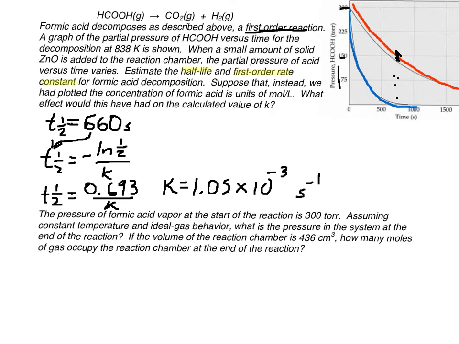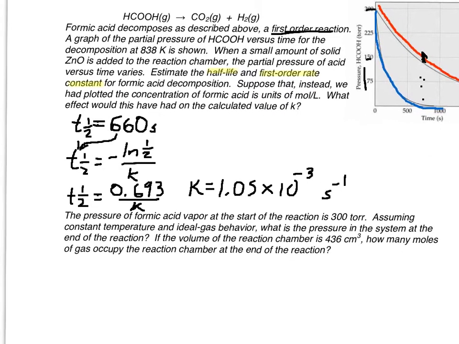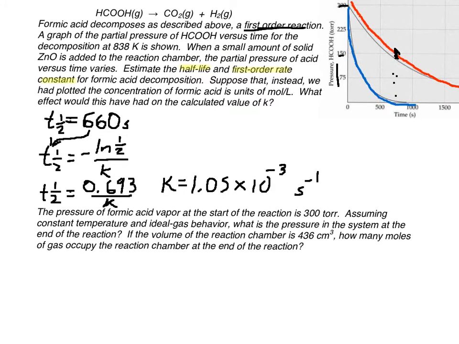The next question says the pressure of the formic acid is starting at 300 torr. Assuming constant pressure and ideal gas behavior, what is the pressure in the system at the end of this reaction? Well, according to this equation up here, if you're starting with 1 mole of the formic acid, you're going to make 2 moles of gas. So if you start with 300 torr, you're going to end with 600 torr if the reaction goes to completion. Since we're making twice as much gas as we started with, our pressure is going to be twice as much.